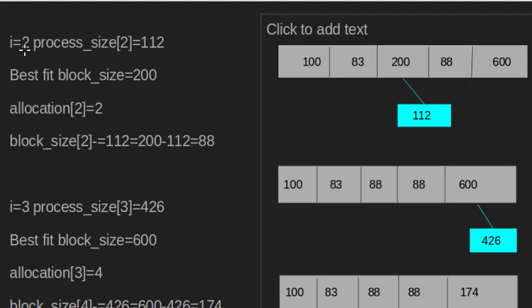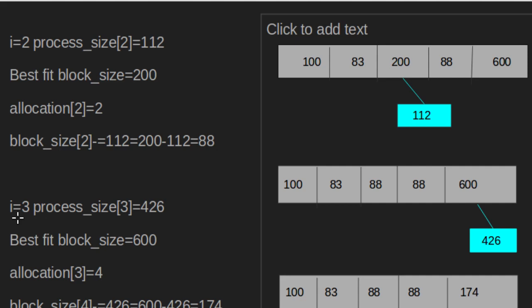When i equals 2, process size 2 equals 112. So best fit block size equals 200. Allocation of 2 becomes 2, which is the index of the block having space 200. Then block size 2 minus equals 112, which is 88.